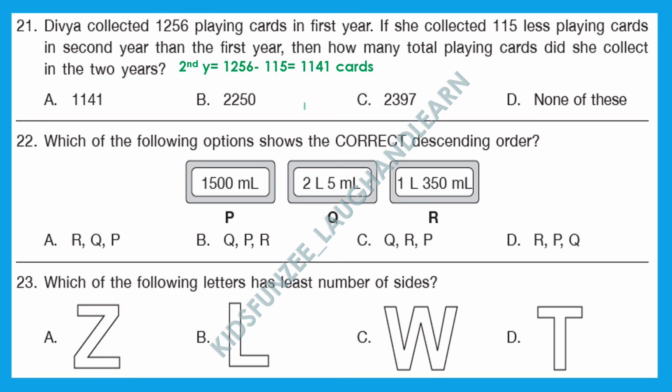Now we have to add cards of both the years, which is equal to 1256 plus 1141, which is equal to 2397, and that is option C.